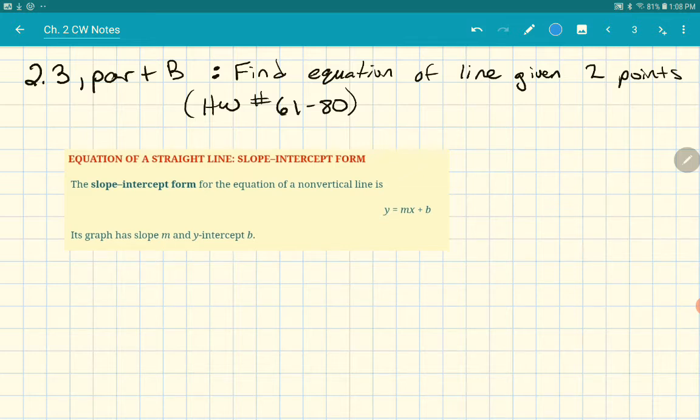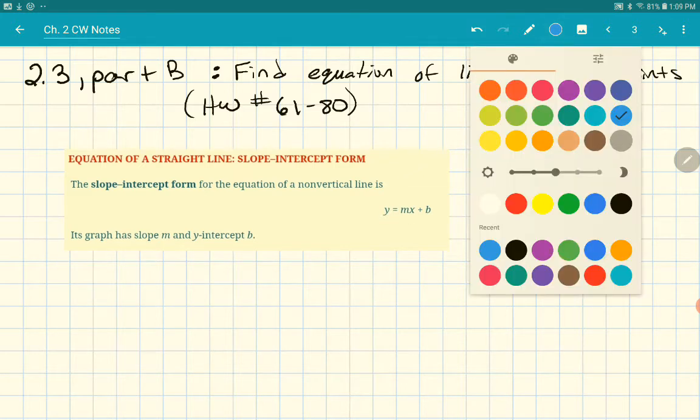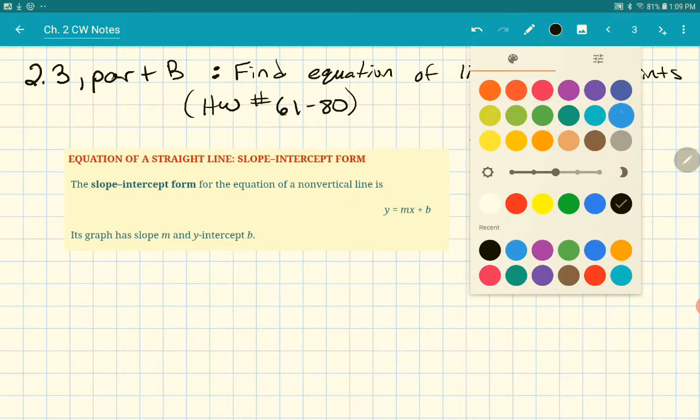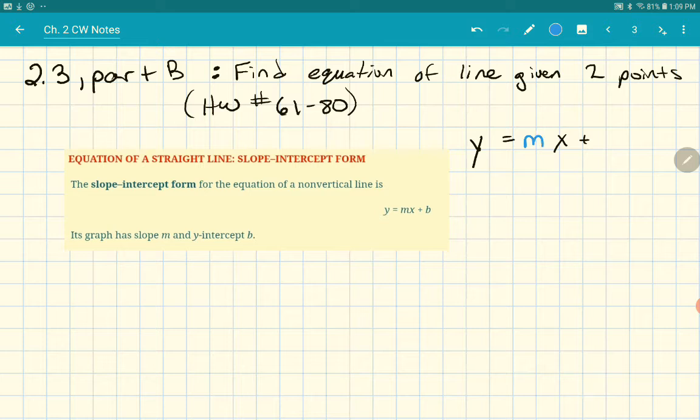And in that form, y equals mx plus b, the y, the equal sign, and the x are always there. They're kind of like a constant. They're the generic part of the line. And the things that change are the m, which is the slope, and the b, which is the y-intercept. So when I look for the equation of a line, I can just write down y equals mx plus b and start hunting for the m and the b.